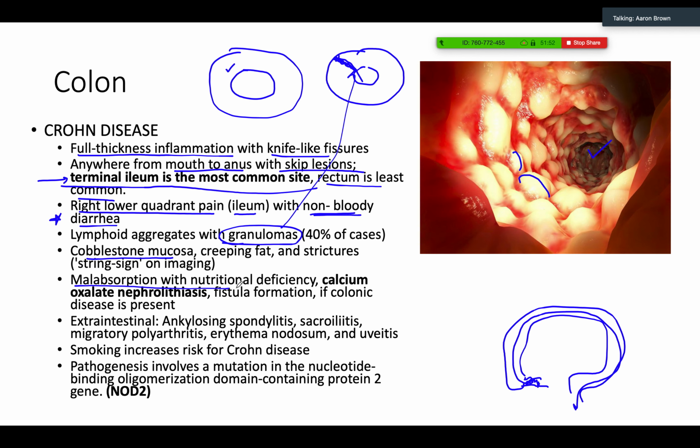Your patient's going to have some malabsorption with nutritional deficiency. Remember, these patients have fatty stool, right? They have steatorrhea. They have some fatty diarrhea, these patients? No? They can. They can sometimes, because remember what we said about the terminal ileum. It's an important place for reabsorbing what we need to break down fats.